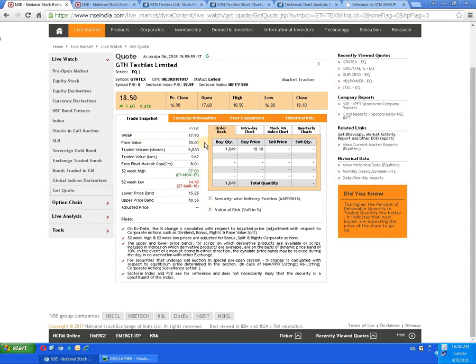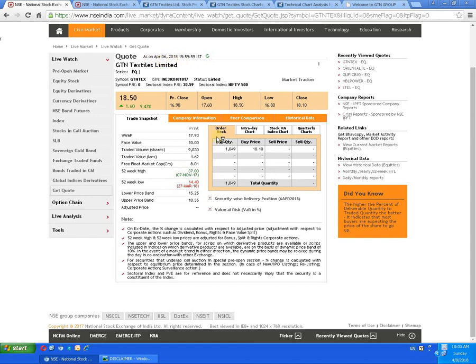The face value of the script is 10 rupees, and the 52 weeks high is 37 rupees, dated 7th of November 2017, and the 52 weeks low is 14 rupees 40 paisa, dated 27th of March 2018, and the closing price is 18 rupees 10 paisa, dated 6th of April 2018.